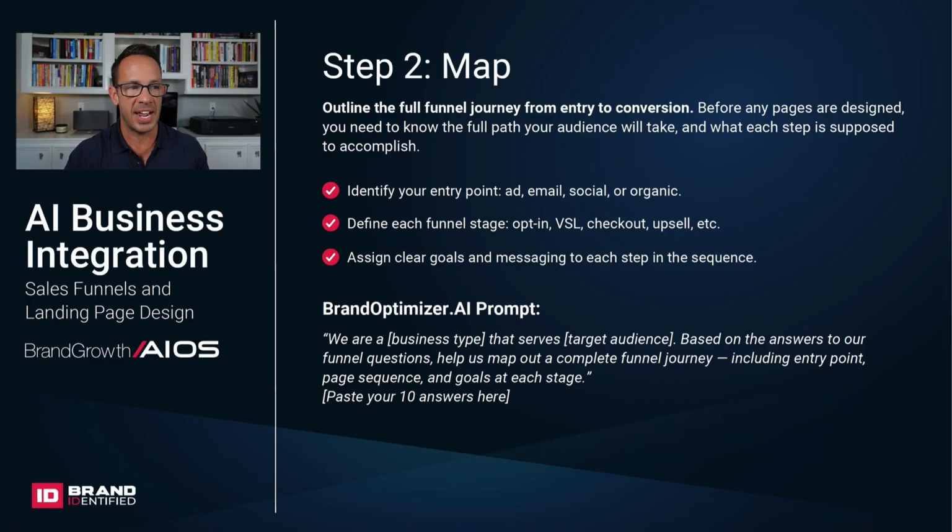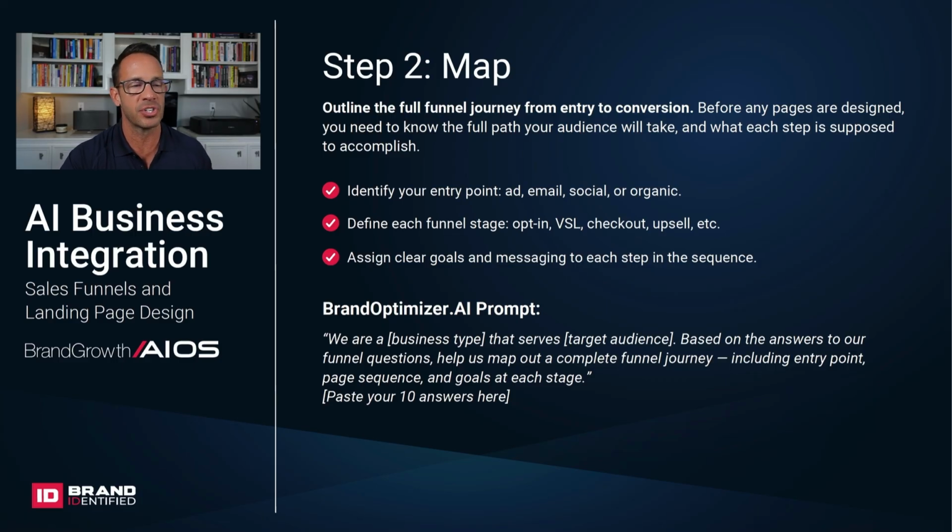Define each funnel stage. So for example, your opt-in, your video sales letter, checkout, or upsells, and then assign clear goals and messaging to each step in that sequence. And for this step and additional steps coming up in this framework, I've given you an AI prompt to help you with this, but more specifically, I've given you a BrandOptimizer.ai prompt.